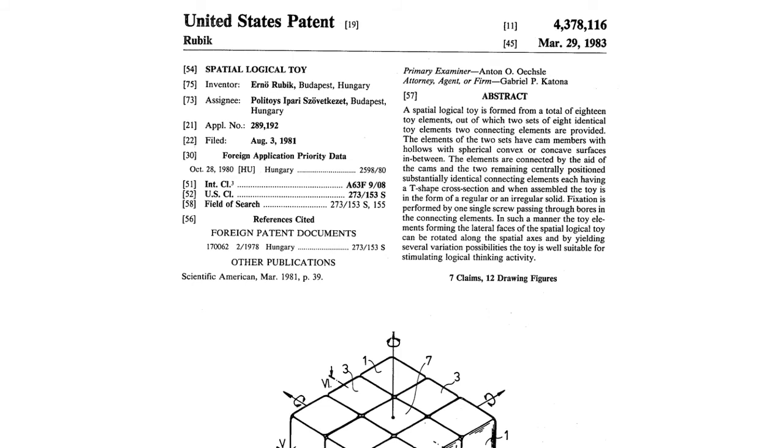The title is Spatial Logical Toy. Note the name of the inventor. Yes, this is the patent for Rubik's Cube. And yes, toys can be patented.